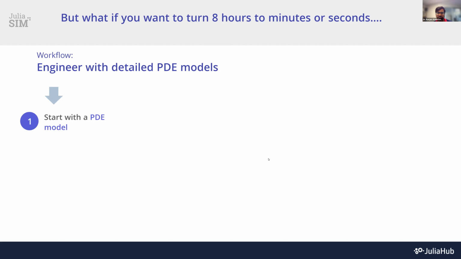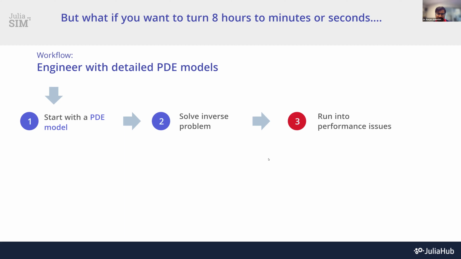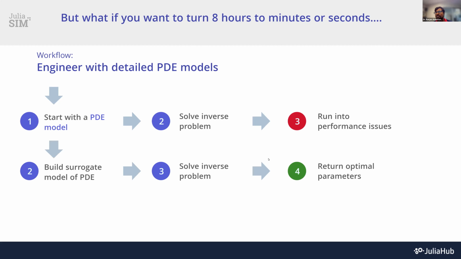So just to give you a sense of the workflow here, you could start with a detailed physical model and try and solve the inverse problem, and run into performance issues, right? That's the traditional approach that we're seeing a lot of our customers take. Instead, you could build a surrogate model of the system and then try and solve the inverse problem with the surrogate model, and then try and return the optimal parameters.